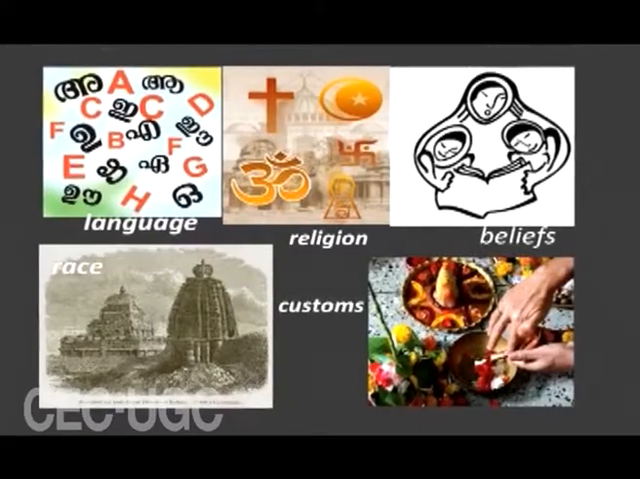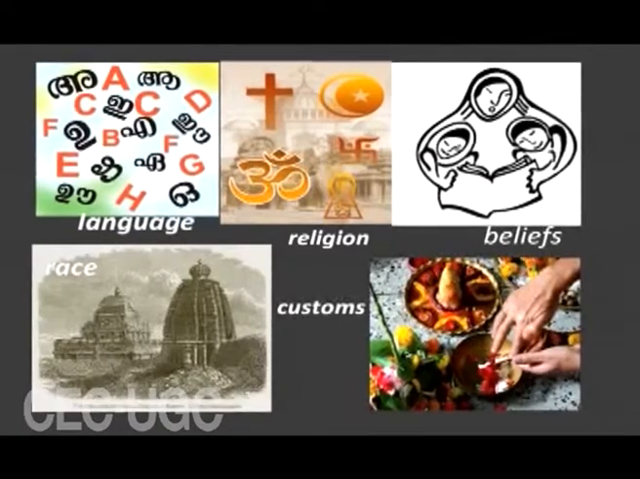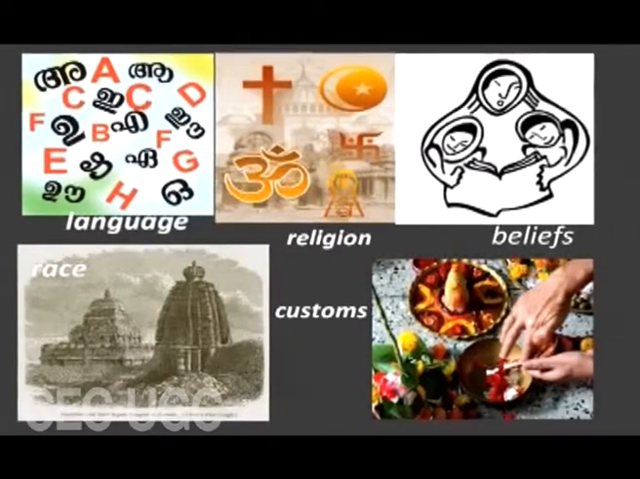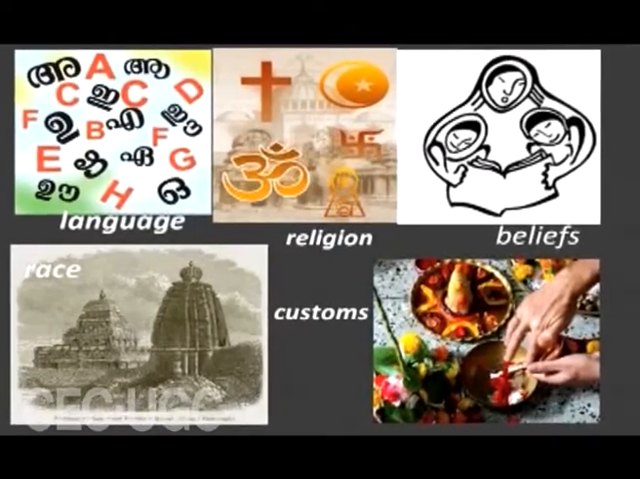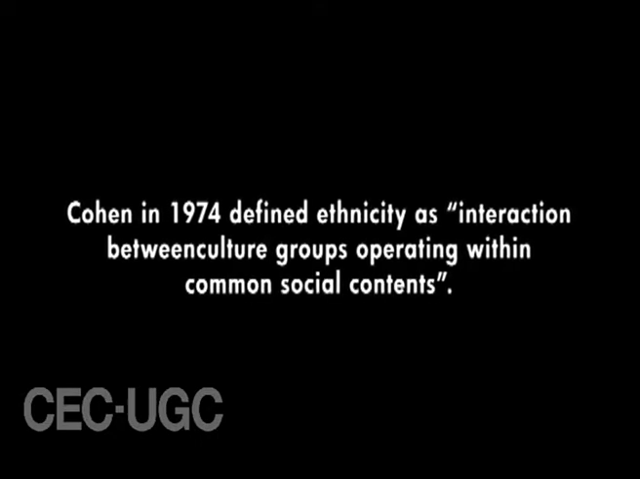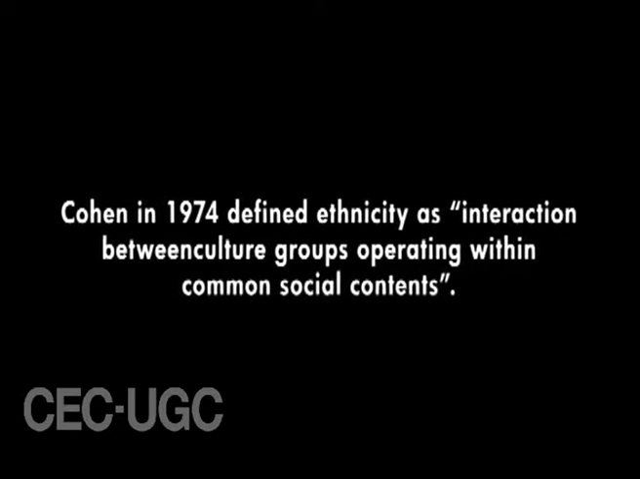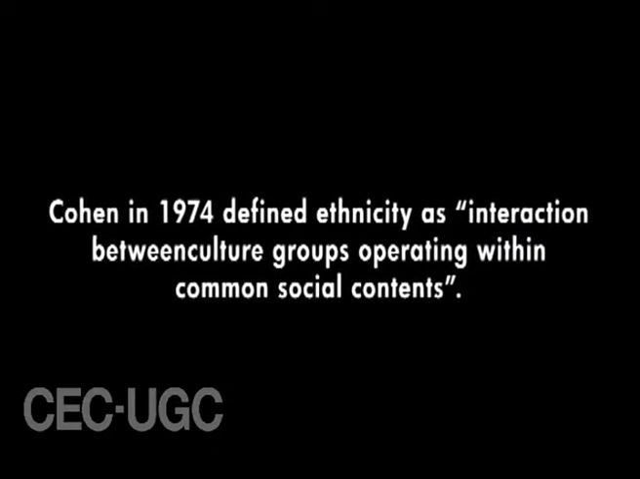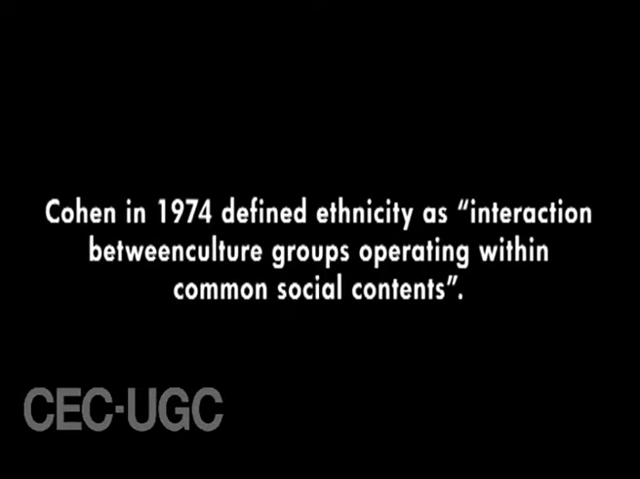An ethnic group is defined as a cultural group whose members have a common language, race, customs, religion and beliefs. These also share a common descent. The next term we are going to learn is ethnicity. Ethnicity refers to interrelationships between ethnic groups. Cohen in the year 1974 defined ethnicity as an interaction between culture groups operating within common social contexts. From this, we can know that ethnicity urges the need to create ethnic identity.